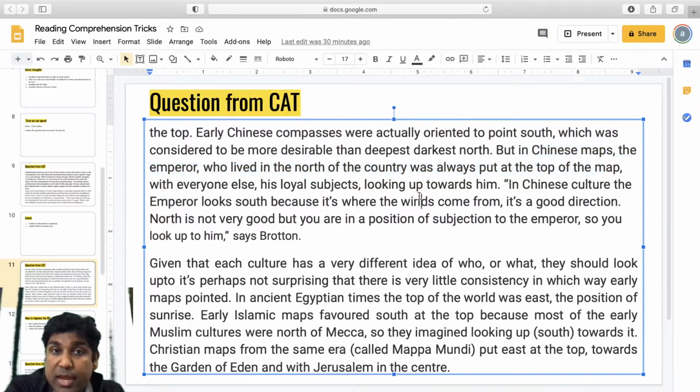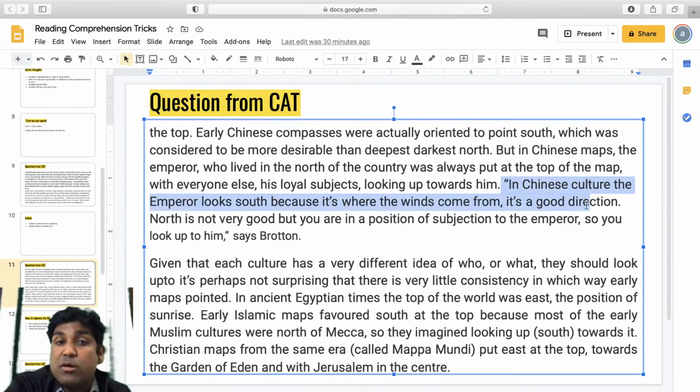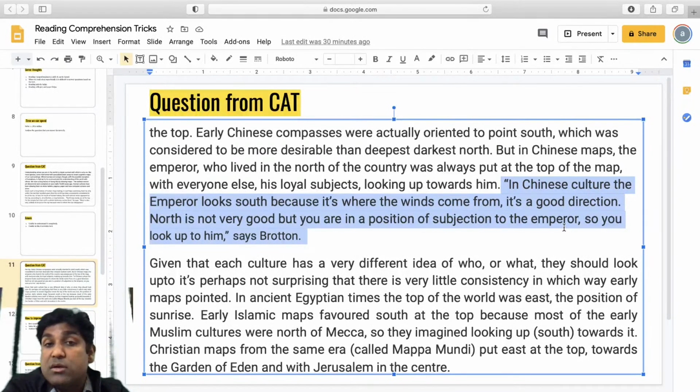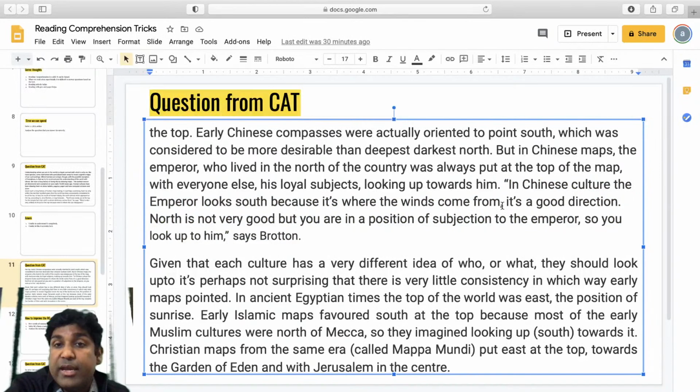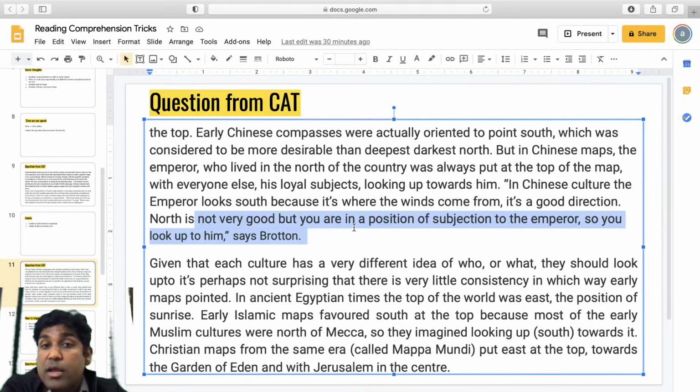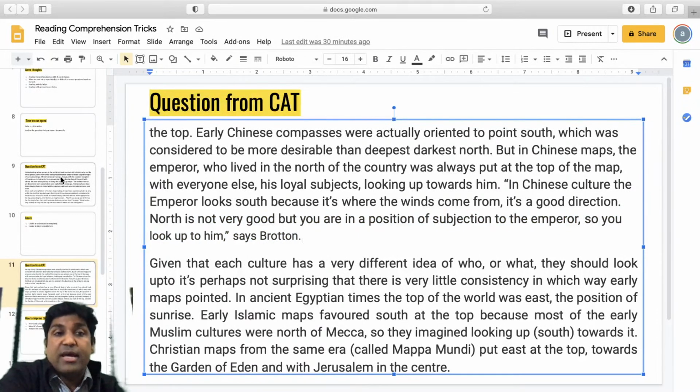But in Chinese maps, the emperor who lived in the north of the country was always put at the top of the map, with everyone else, his loyal subjects, looking upwards. In Chinese culture, the emperor looks south because that is where winds come from. It is a good direction. North is not very good, but you are in a position of subjection to the emperor, so you look up to him.